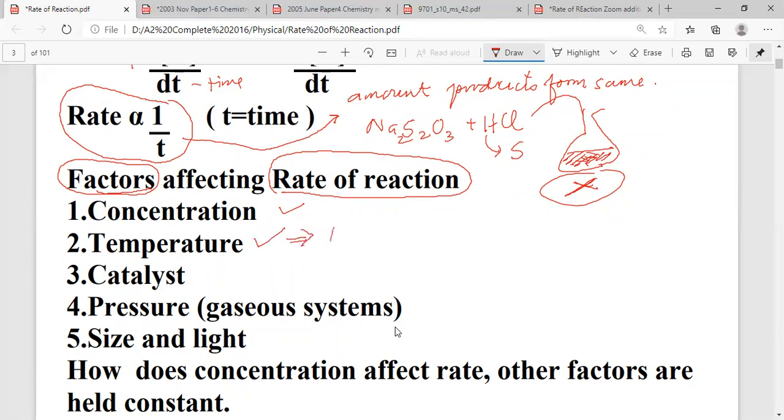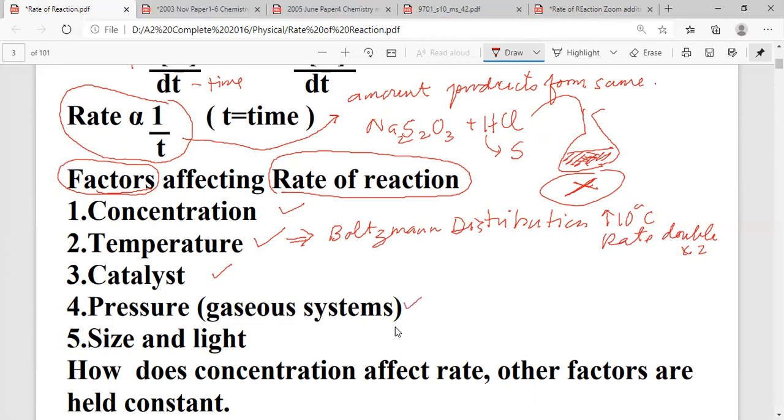The Boltzmann distribution curve is to explain somehow an increase of 10 degrees centigrade, the rate doubles, increase by 2 times, right? So a catalyst also will increase the rate. Why? Because it will increase the rate by providing an alternative route, a different mechanism. Pressure also will increase the rate. Increasing the pressure for a gaseous system is like increasing the concentration. So more collisions, smaller size, faster, and like.